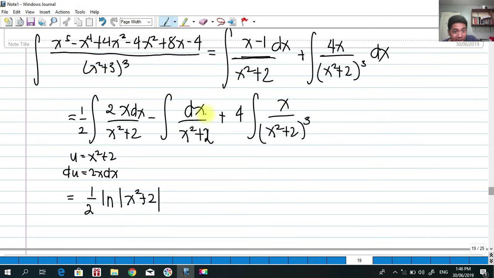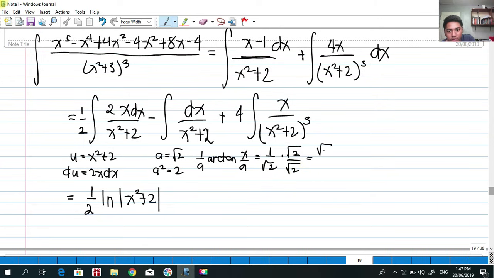And this, again, is an arctan. The integral of dx over x squared plus 2. So, our a here is the square root of 2 because our a squared is equal to 2. So we get 1 over a, arctan of x over a. So 1 over a is 1 over square root of 2, then we can rationalize this by multiplying the denominator and numerator by square root of 2. So we have square root of 2 over 2, and then arctan of x over a.